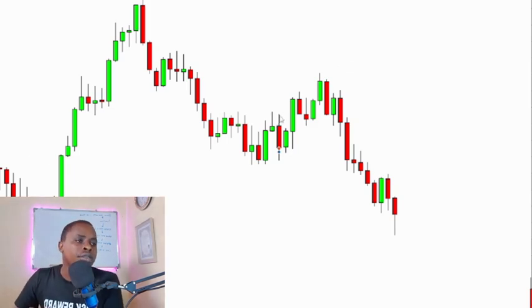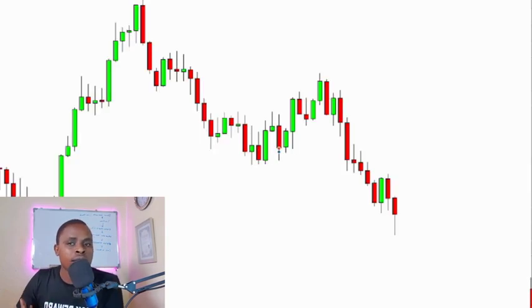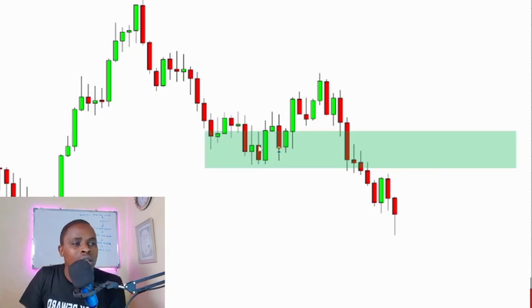So firstly, find the 1, 2, 3 move, and this is the 1, 2, 3 move that we have in this market. Then step number 2, we want to be able to identify the area of value. And what is the area of value in this case? You are going to see that since we said this is the 1, 2, 3 move, our area of value is this zone right here.